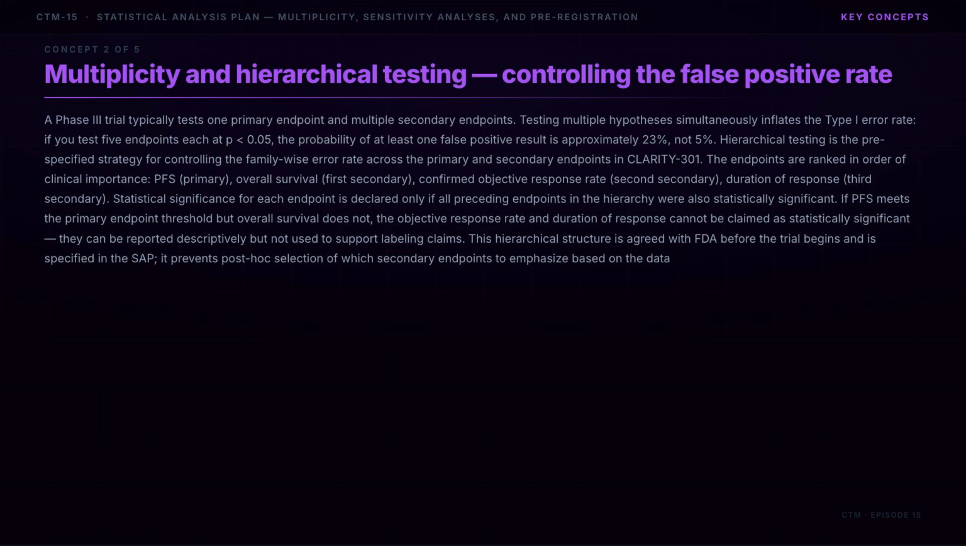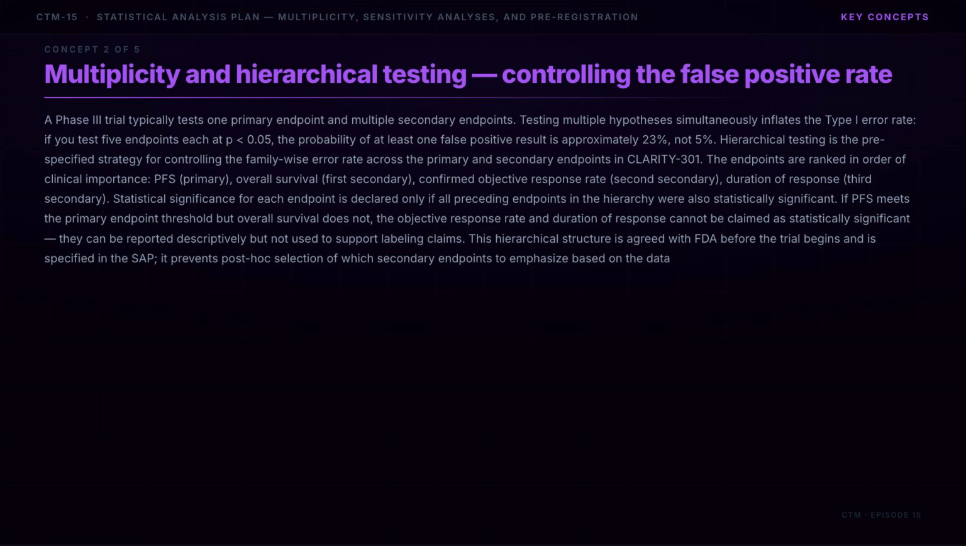endpoints in Clarity 301. The endpoints are ranked in order of clinical importance: PFS, primary; overall survival, first secondary; confirmed objective response rate, second secondary; duration of response, third secondary. Statistical significance for each endpoint is declared only if all preceding endpoints in the hierarchy were also statistically significant. If PFS meets the primary endpoint threshold but overall survival does not, the objective response rate and duration of response cannot be claimed as statistically significant. They can be reported descriptively, but not used to support labeling claims.